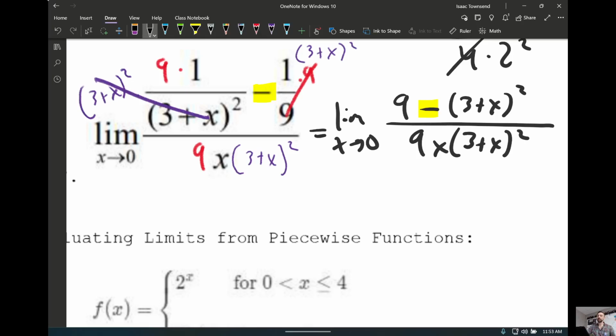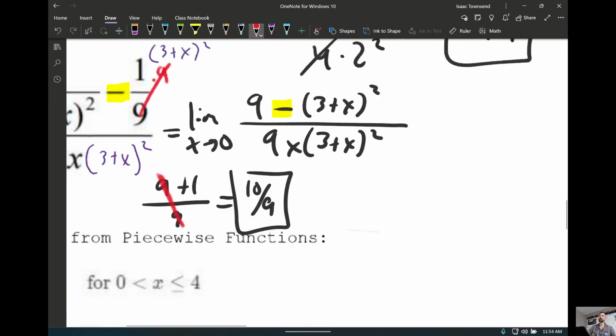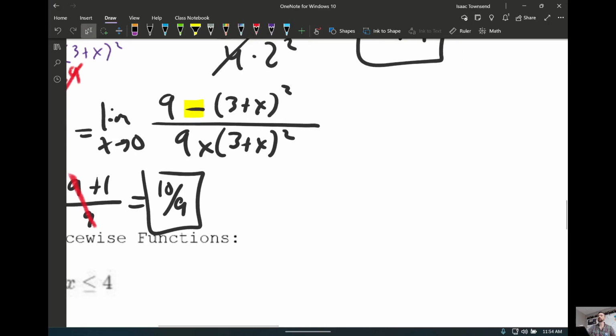To help you see that that matters, I could just make up a quick example with numbers here. This is supposed to be 10/9, that's the real answer. But if you let yourself cancel out terms, you might think that the answer is 1. 10/9 is not the same thing as 1. You cannot cancel out terms. You can only cancel out factors.